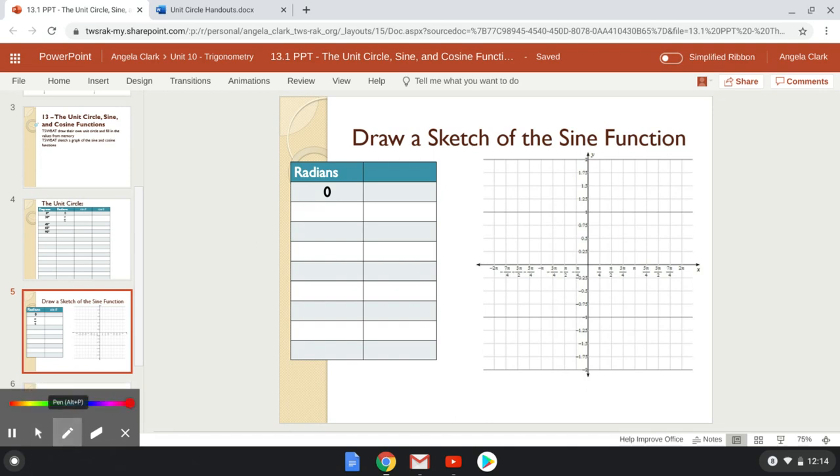And so at 0, if we remember from our unit circle, 0 in radians is the positive x-axis, which means y is also 0. So y is 0. And then the next one we're going to do is pi over 4. That's our 45-degree angle. So sine of pi over 4 is square root of 2 over 2.